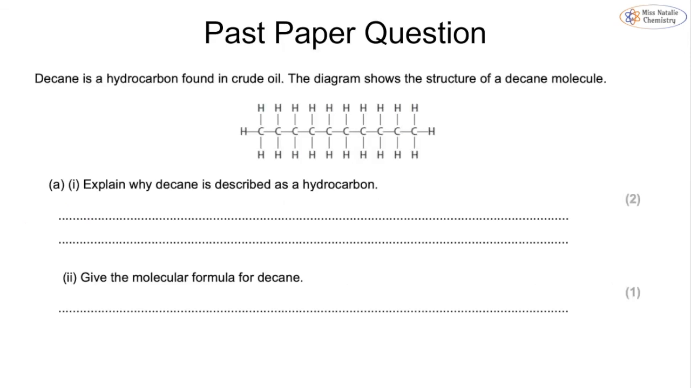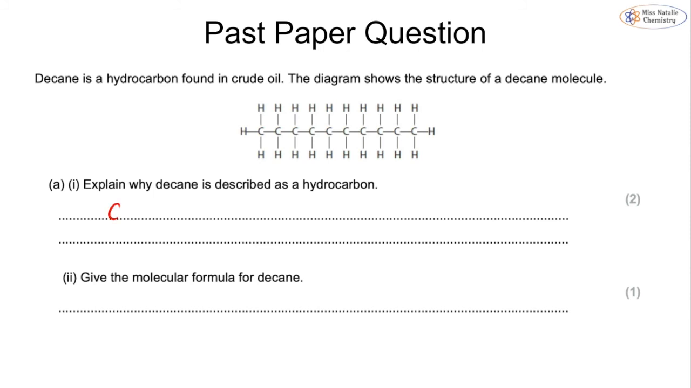So we're going to finish up with some past paper questions. So the first one is talking about decane. So decane is a hydrocarbon found in crude oil, and we have the structure. And we want to explain, first of all, why decane is described as a hydrocarbon. And that is a 2-mark question.